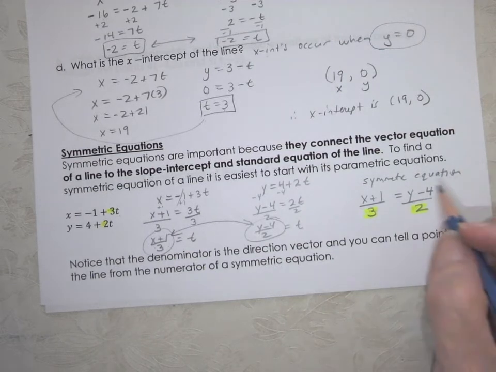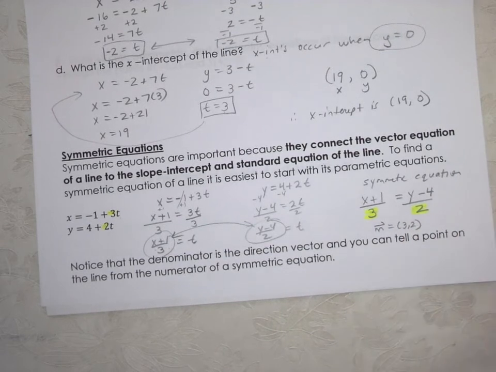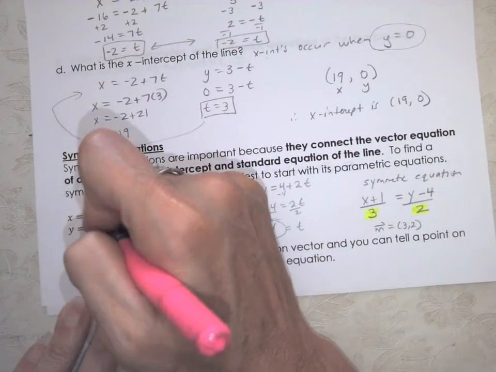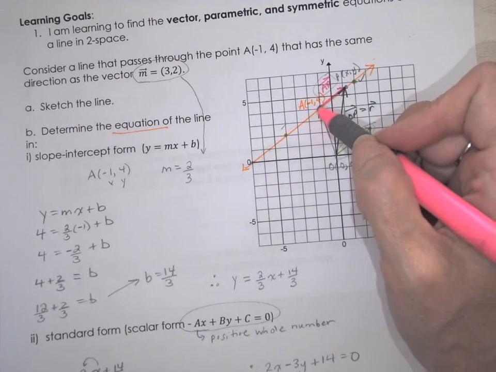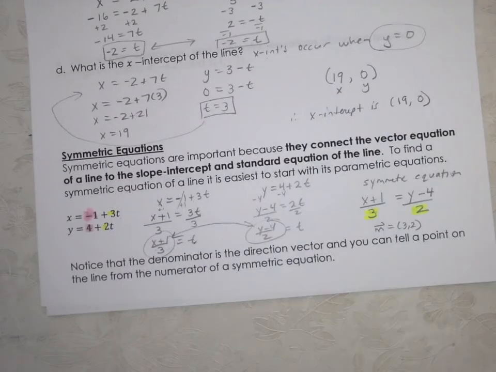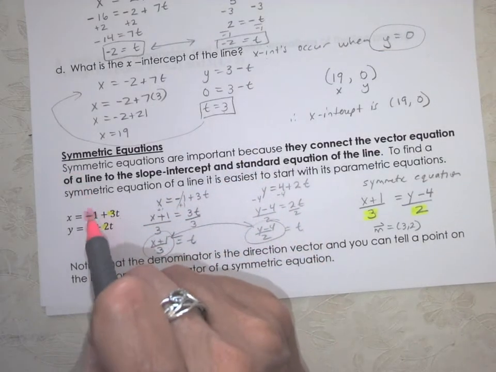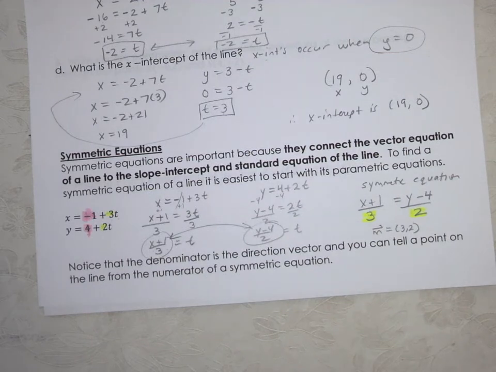So looking at the symmetric equation, you should be able to figure out its vector equation. So its direction vector is (3, 2). We know that a known point on the line is (-1, 4). So if we go right back to that first drawing here, a known point was (-1, 4), and our direction vector m was (3, 2). So we can see in the parametric equations, that's where our point is, right here, (-1, 4), here's our direction.